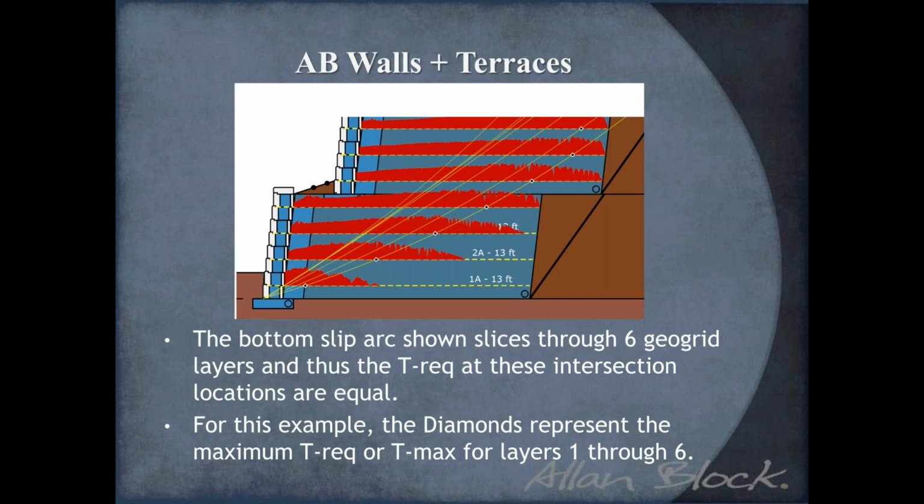That is the beauty of bringing a global stability design into the wall design. It is taking slip arcs throughout the entire wall and breaking it down into analyzing one slip arc at a time and getting a T max and a T required at every grid location for every slip arc and every intersection point. So lots of data being harvested here.